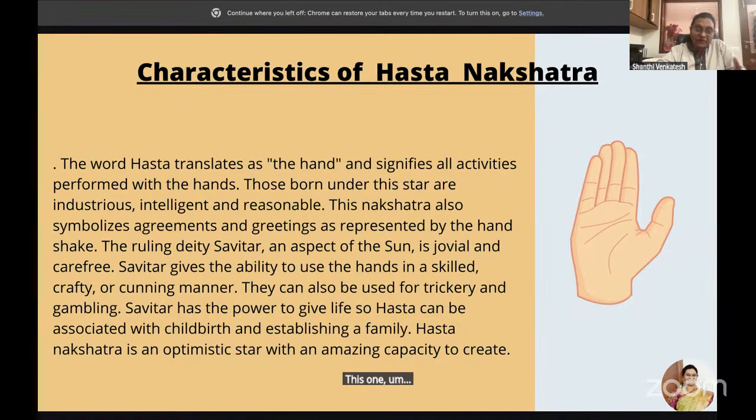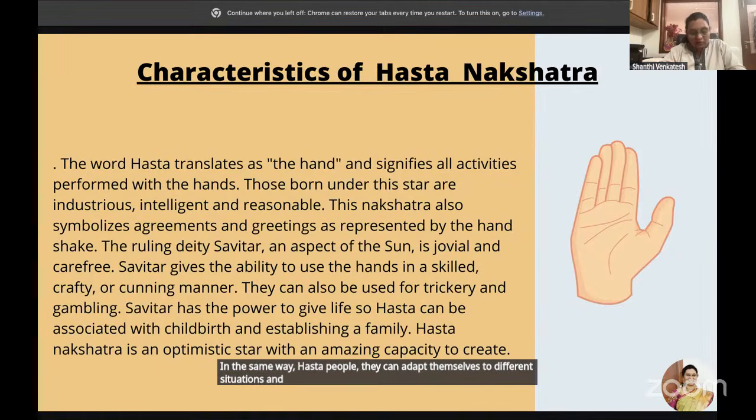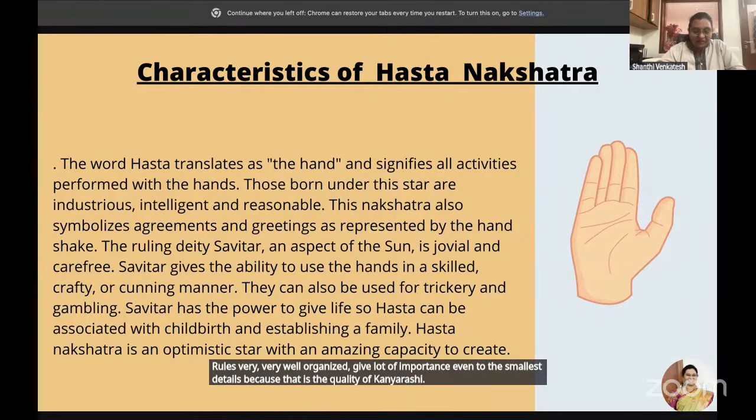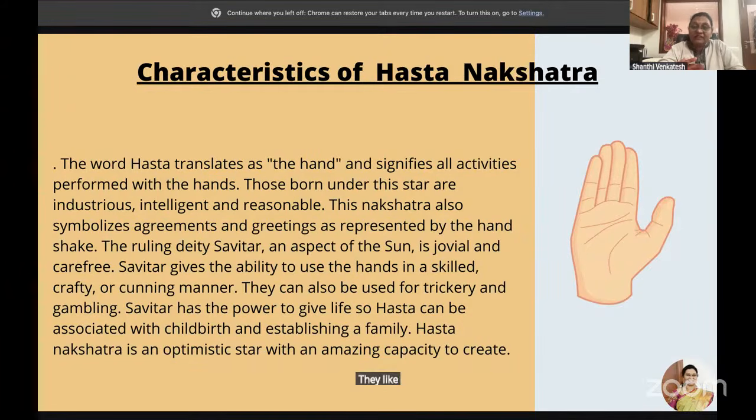They know how to make use of available resources. Just like a hand can perform different actions, in the same way, Hasta people can adapt themselves to different situations and roles. Very well organized, they give a lot of importance even to the smallest details, because that is the quality of Kanya Rashi. They like to do everything in a very neat, systematic manner, and they'll be happy when everything is properly done.